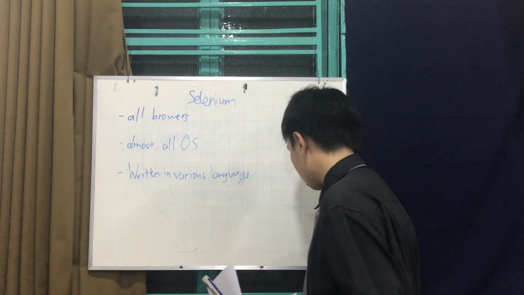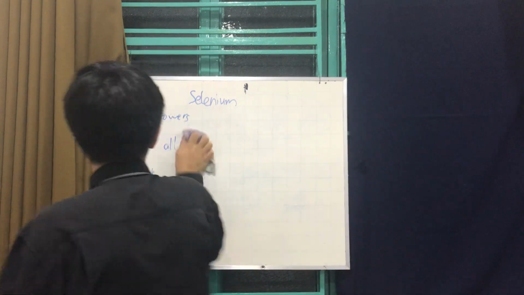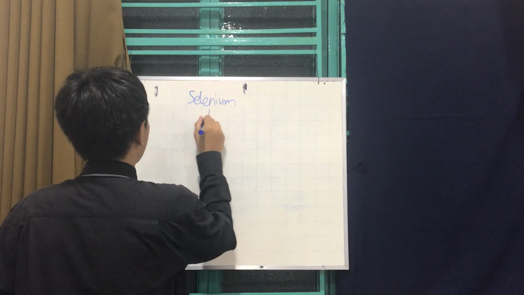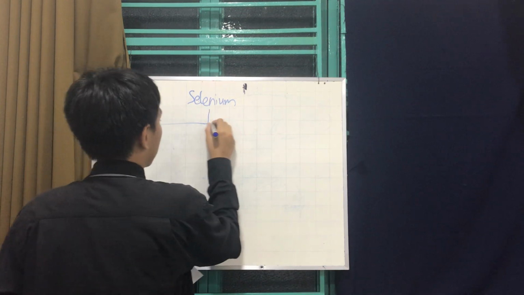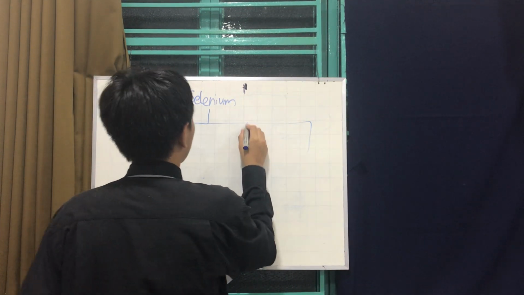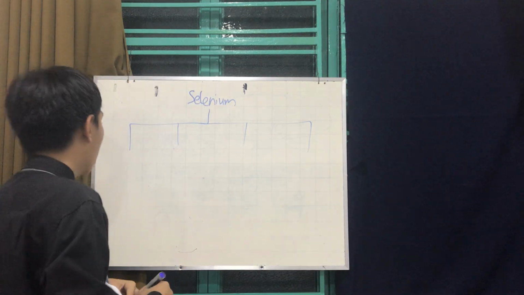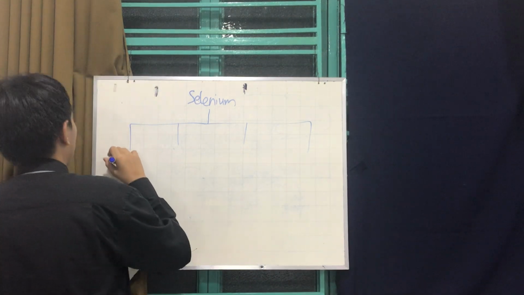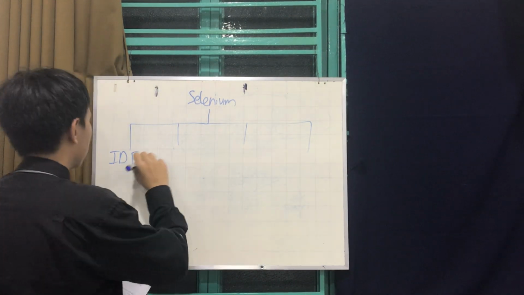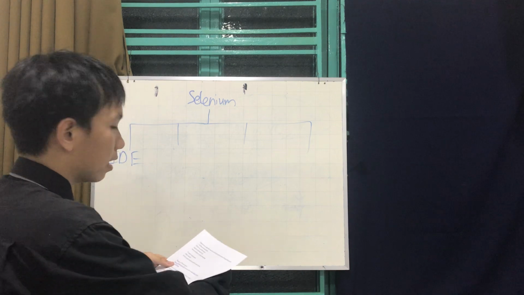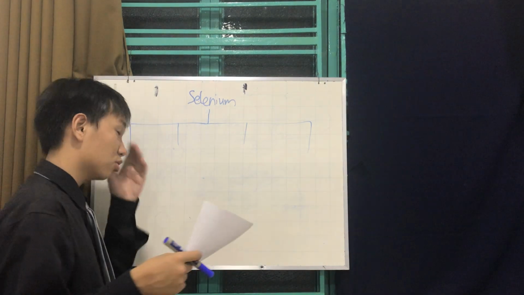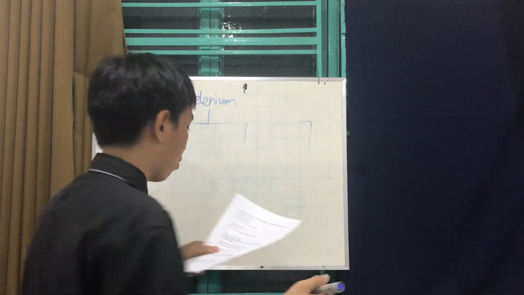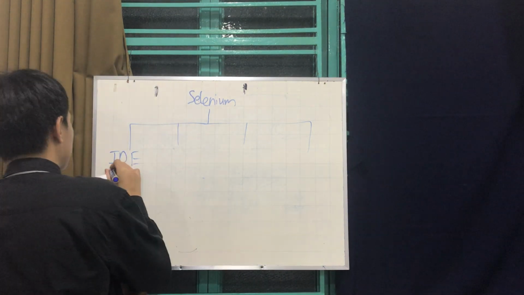There are four major components of Selenium. Four components. Let me draw it. This is the first component. Then there is the second one, the third one, and the fourth one. The first component is Selenium IDE. Selenium IDE is very simple. It's just like Visual Studio Code and things like that. It serves as the toolkit for web testing. This is the toolkit.